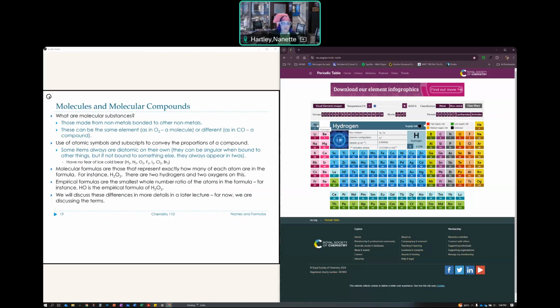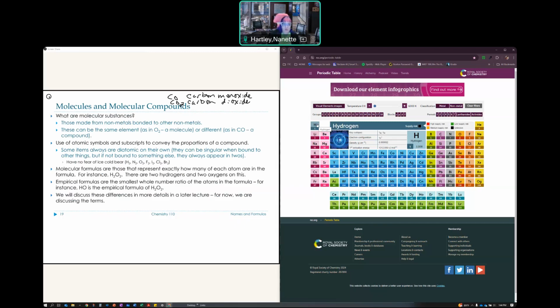That doesn't mean that they're always two of them when they're bound to something else. So CO, carbon monoxide. I don't have CO2, although I can have CO2. So this one is carbon monoxide, 1 oxygen. This one is carbon dioxide, 2 oxygens. Okay. We'll talk about the names for these things in a bit. All right, we're going to get to that today. So those are the things that we're talking about when we talk about those.